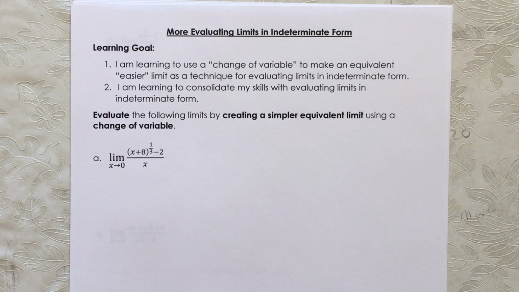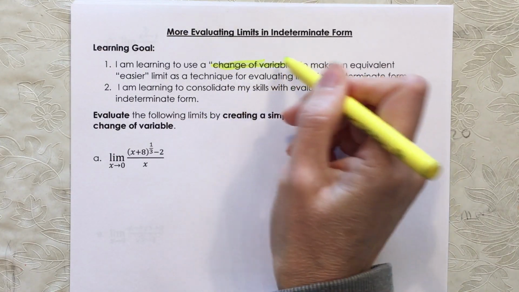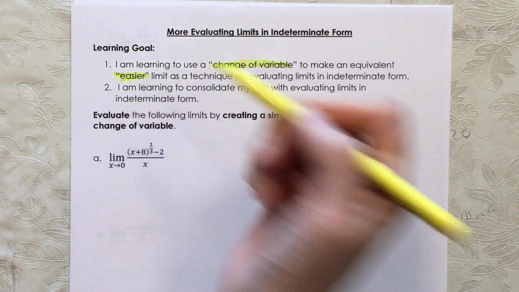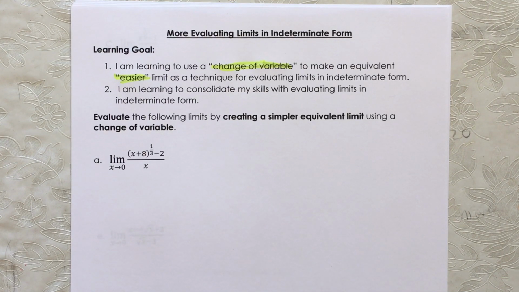Hi everyone, this lesson is on still evaluating limits in indeterminate form, but we're going to be using a change of variable to make an equivalent but easier limit. And that's going to be a really important technique that you need to know for university. So change a variable to make an equivalent limit that's easier to solve.